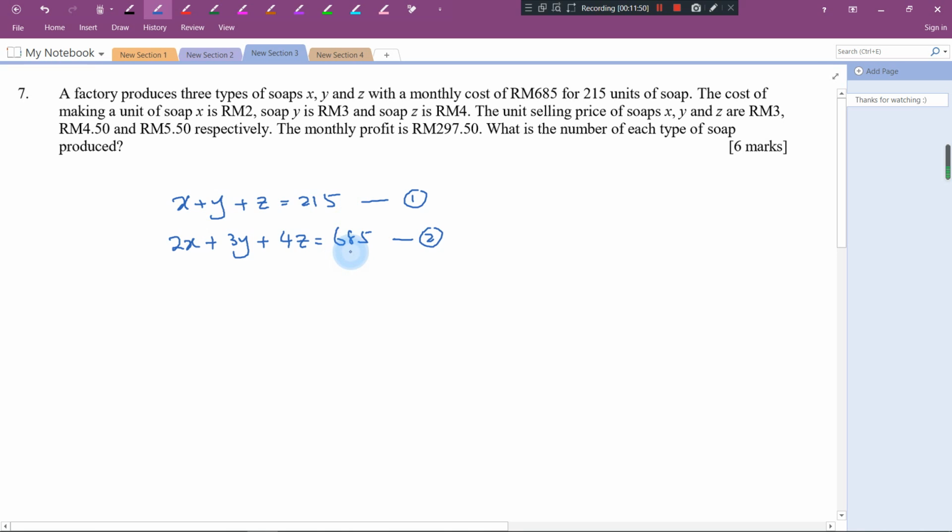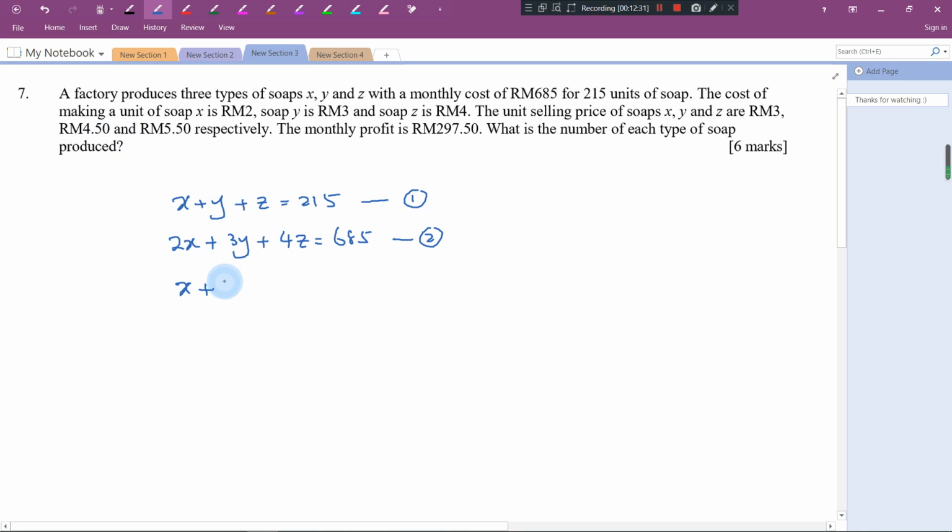Now we want to find the third equation. We want to form the third equation because we have 3 unknowns, so we need 3 equations. So this is the profit. Profit means that you take the selling price minus the cost, right? The selling price for soap X is 3 ringgit and the cost is 2 ringgit, so it will be equal to 1. It means that if you sell 1 soap X, you will earn a profit of 1 ringgit. So for 1X, you just write x. How about Y? 4.50 and the cost is 3 ringgit, so the profit is 1.5.